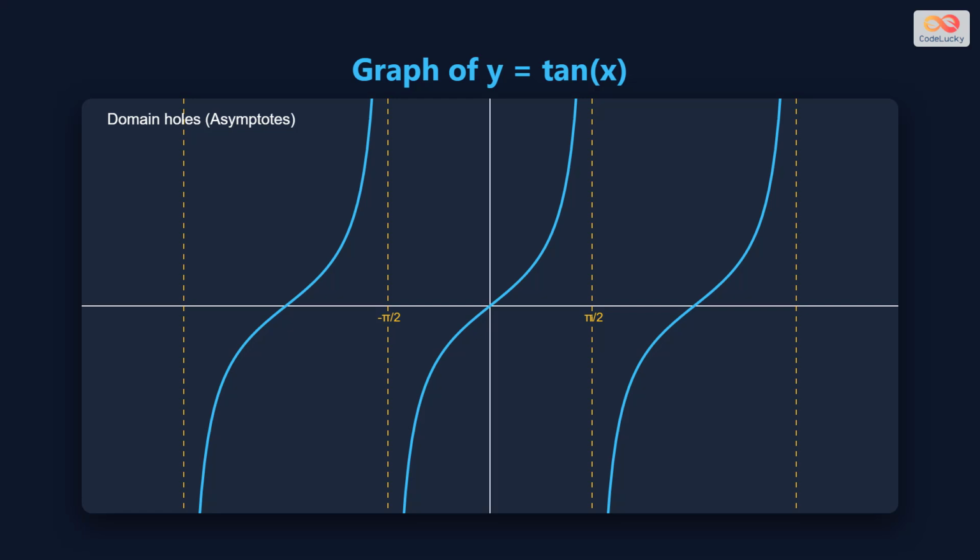Putting it all together, this is the classic graph of the tangent function. Notice the repeating wave-like pattern constrained between the yellow vertical asymptotes. It passes through 0, curves upward, and repeats every pi radians.